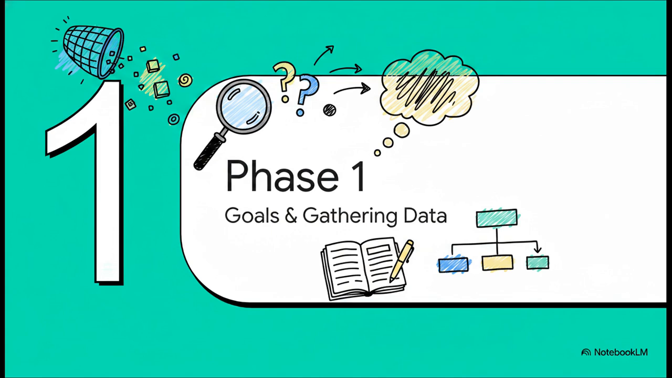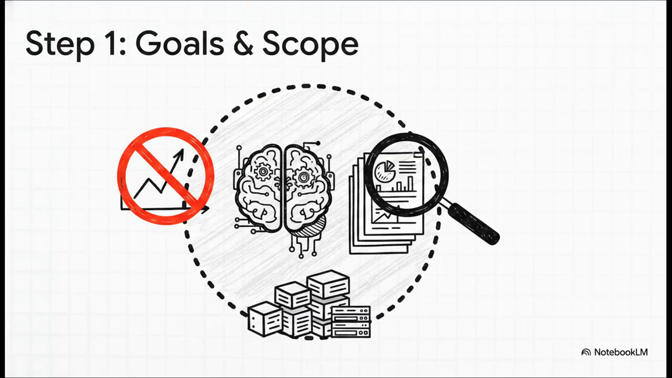This is where we define our boundaries and collect our raw material. Step 1 is all about defining our goals and scope. Before we write even a single line of code, we really need to know what our AI is actually going to do. For our example today, we're building a financial assistant. We're giving it a specific size of 1 billion parameters, which you can kind of think of as the little memory banks where knowledge is stored.